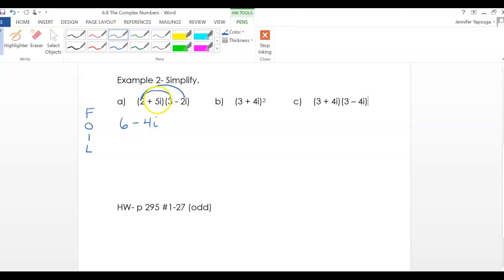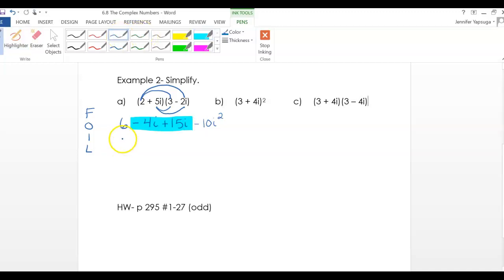Then I'm going to do my inner terms, which is 5i and 3, so that's going to give me positive 15i. And then finally my last terms, I'm going to do 5i times negative 2i, so that's going to give me a negative 10i squared. Then, just like what we did when we were simplifying these with variables, we're going to combine our like terms again. You can see that these terms in the middle would be considered like terms.